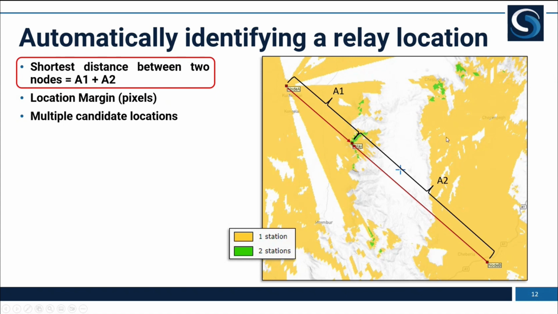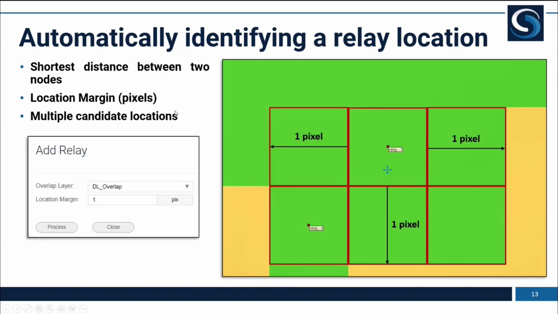But obviously, there can be environmental constraints that may make it difficult. Maybe the shortest distance, the shortest A1 plus A2 value, while technically there's a line of sight overlap between the two points, could be in a place that's very unrealistic to put a relay. It could be on the side of a ridge that you can't really get to, or something. And so you do have an ability to apply something we call a margin. This location margin works in the following way.